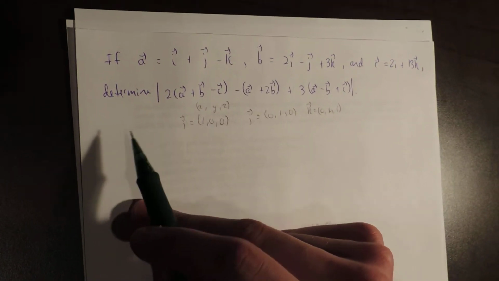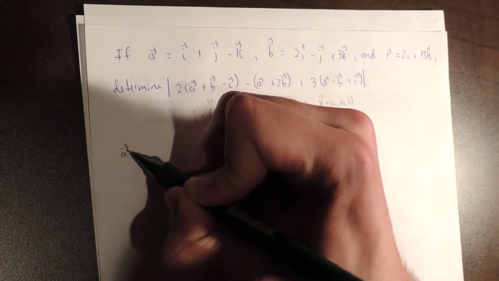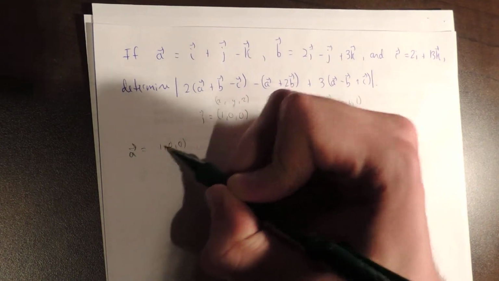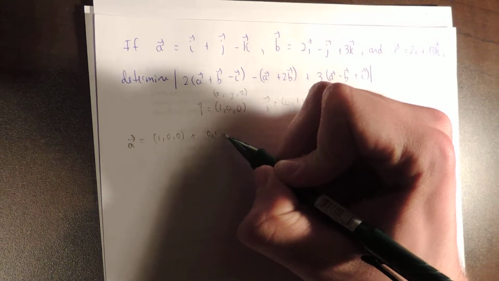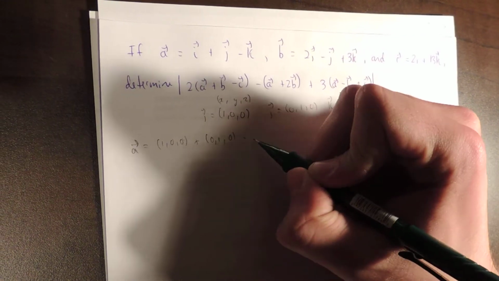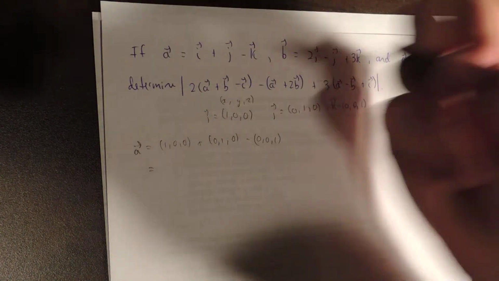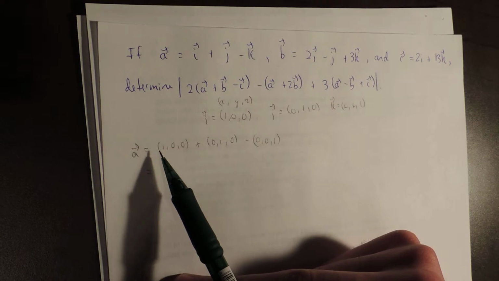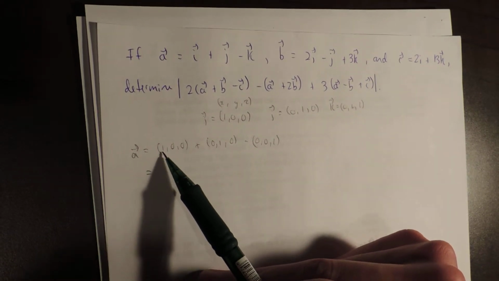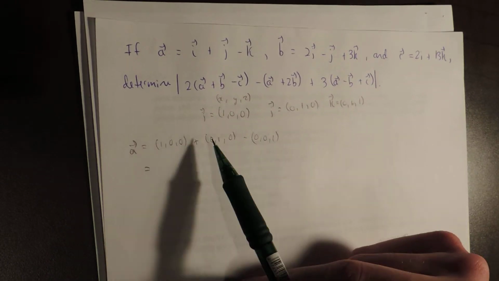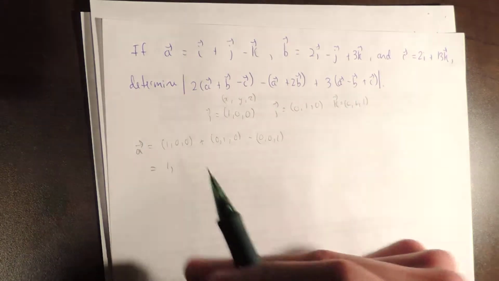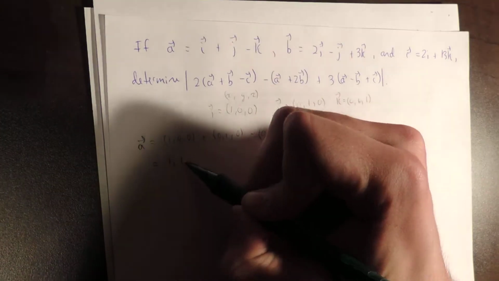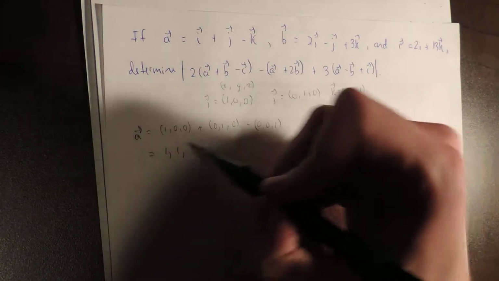So what we're going to do now is substitute these unit vectors into this equation to solve for A. So vector A equals i is 1, 0, 0, plus j is 0, 1, 0, minus k, so 0, 0, 1. Now to add coordinates in 3D, it's very simple. All you got to do is take the x coordinate and add it to all the other x coordinates. So the x coordinate here is 1 plus 0 minus 0, so it's 1. Now add all the y coordinates. So 0 plus 1 minus 0 equals 1. Then 0 plus 0 minus 1, so it is negative 1. So vector A equals 1, 1, and negative 1.